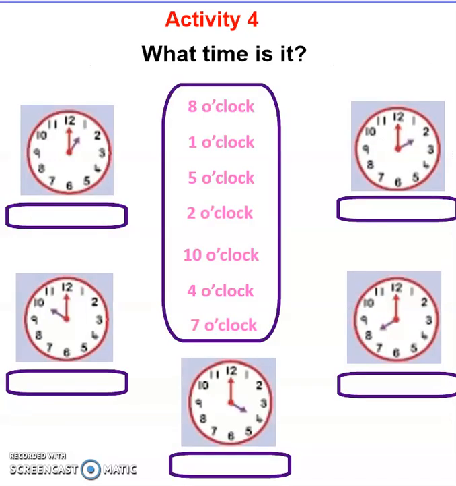Okay. And the last activity, what time is it? These are the faces of the clock. Can you tell the time? Look at the long hand, look at the short hand. The short hand is on 1. So I think it's 1 o'clock. Okay. This one, the short hand is on 2 and the long hand is on 12. What time is it? It's 2 o'clock.